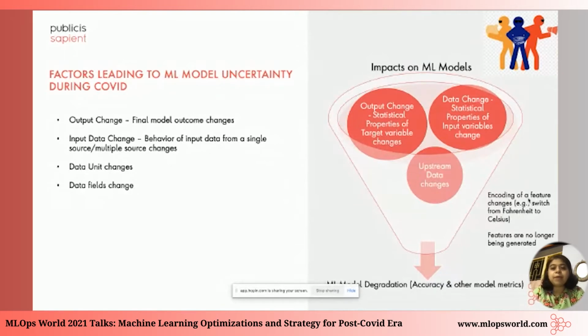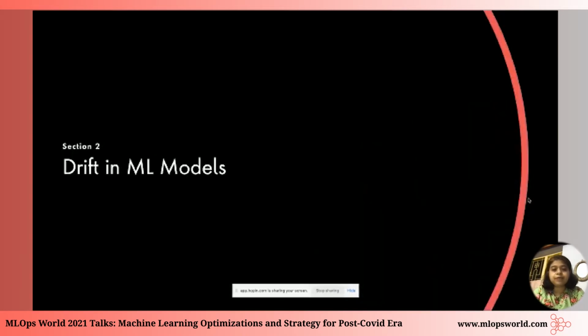When this change happens, down the pipeline in the workflow that we would see in MLOps, the upstream data change is causing not only the output change, but the output behavior or the statistical properties of the target variable is also changing because of this. And that's why we talk about drift. Let's see, how do we define drift?